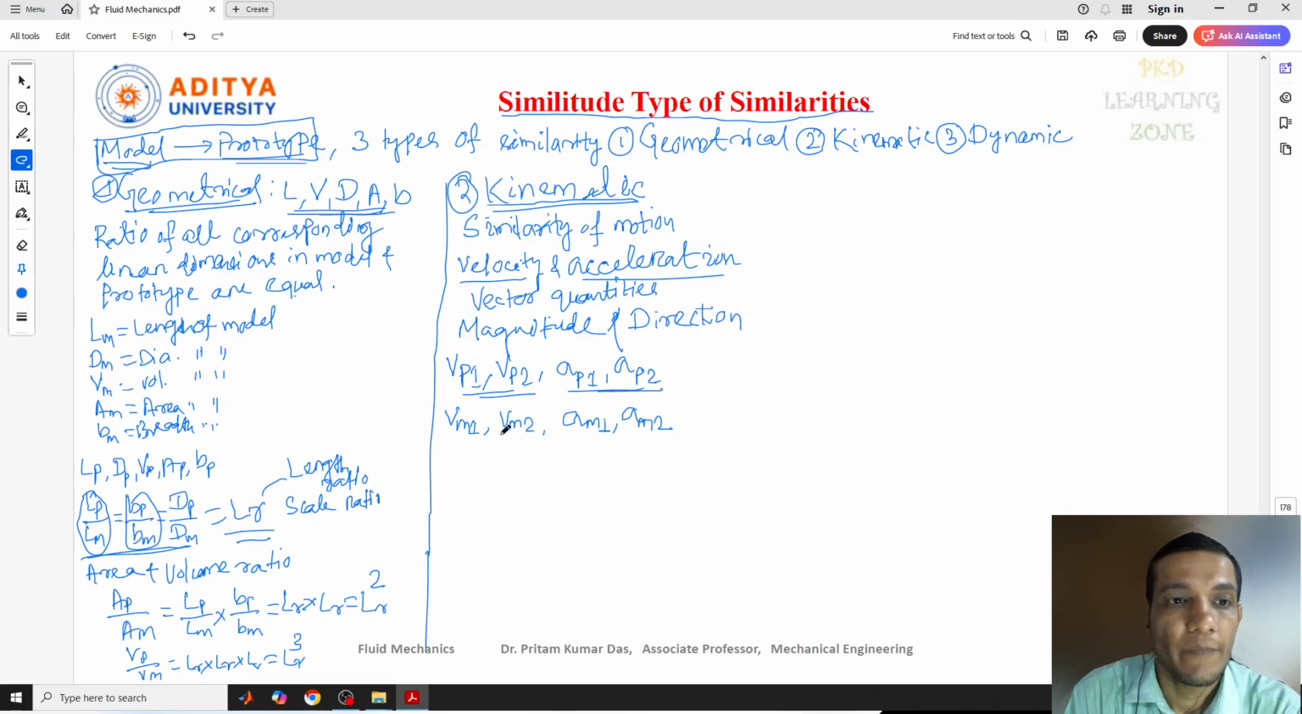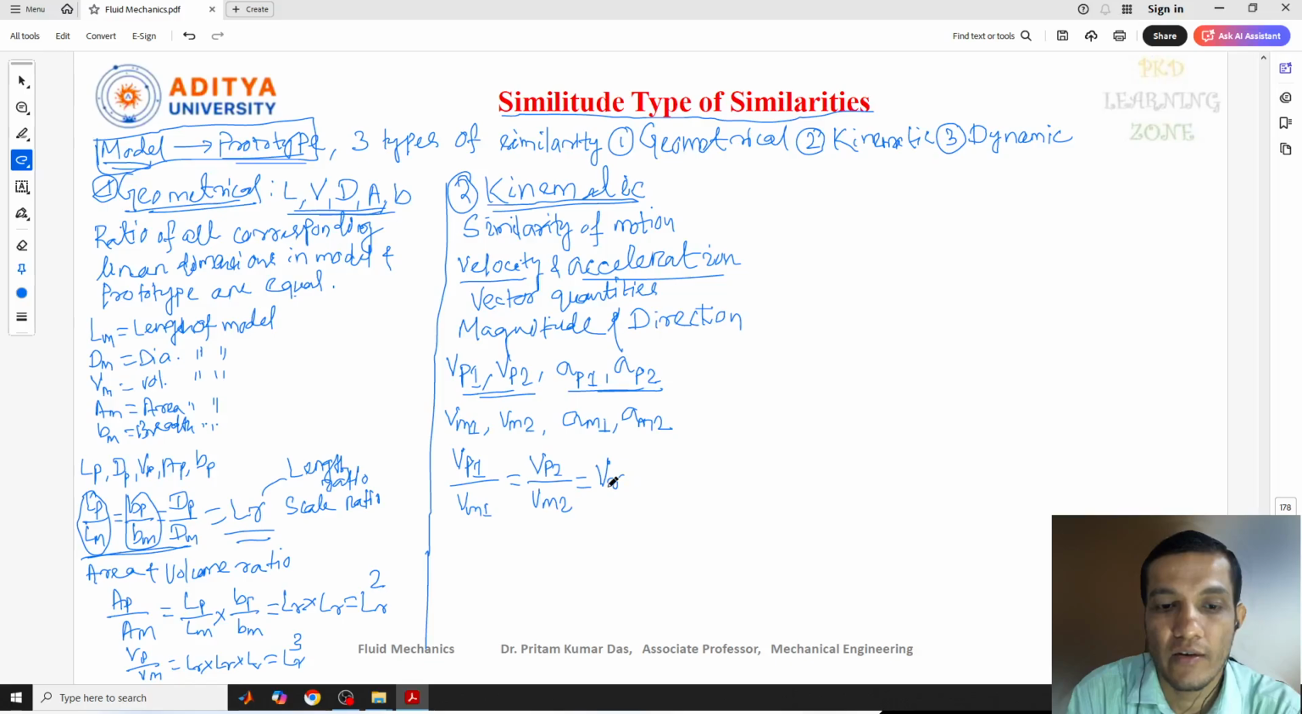Now, as per the definitions, for the similarities we can write: the velocity of the prototype at point number 1 with respect to the velocity of the model at point number 1 is equal to the velocity of the prototype at point number 2 with respect to the velocity of the model at point number 2, and this one we can also write as VR.